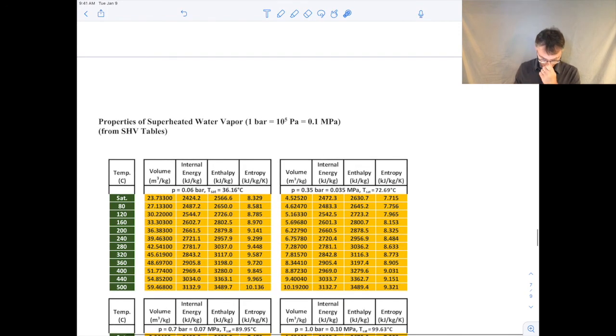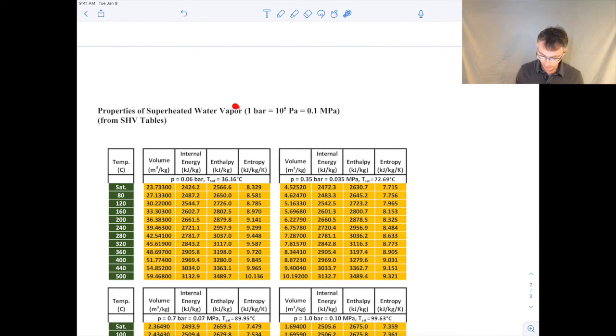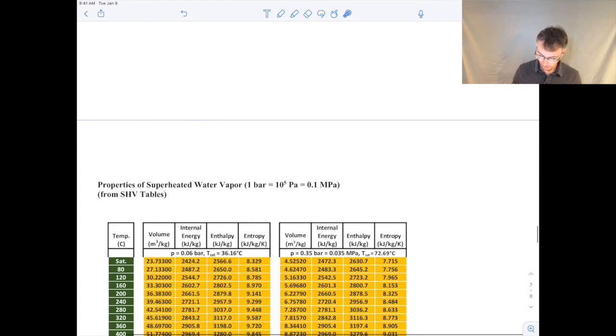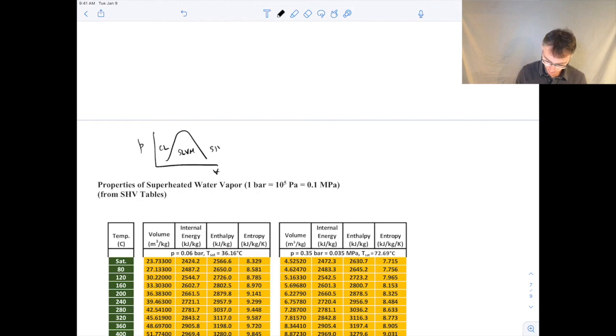So here, for example, are the properties for the superheated water vapor table. So we're talking about the superheated vapor region. So let me just kind of sketch that out. So here's pressure, specific volume. Here's your vapor dome. So this is the saturated liquid vapor mixture region. Here's compressed liquid. Here's superheated vapor. We're talking about this region out in here. And let me just sketch in an isotherm for that. So an isotherm would look like that.